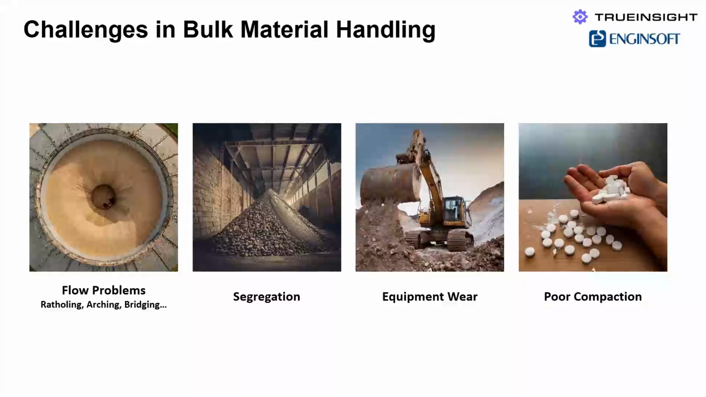So let's look at the different challenges that occur in bulk material handling. As we have bulk material in some kind of process, we can have issues of the particles clumping together in some fashion. Terms such as rat holing, arching, and bridging all describe how these particles can bunch up and not flow smoothly.